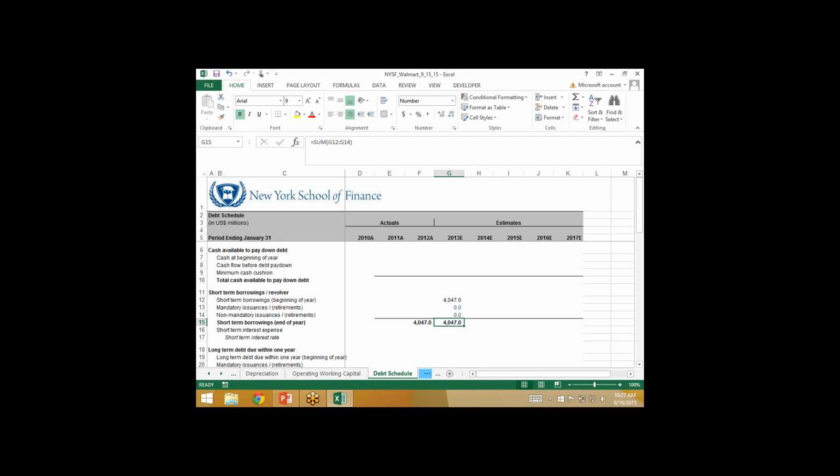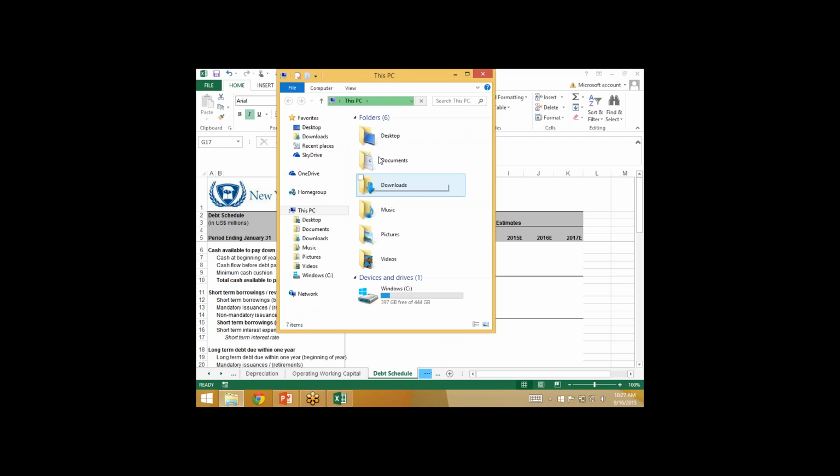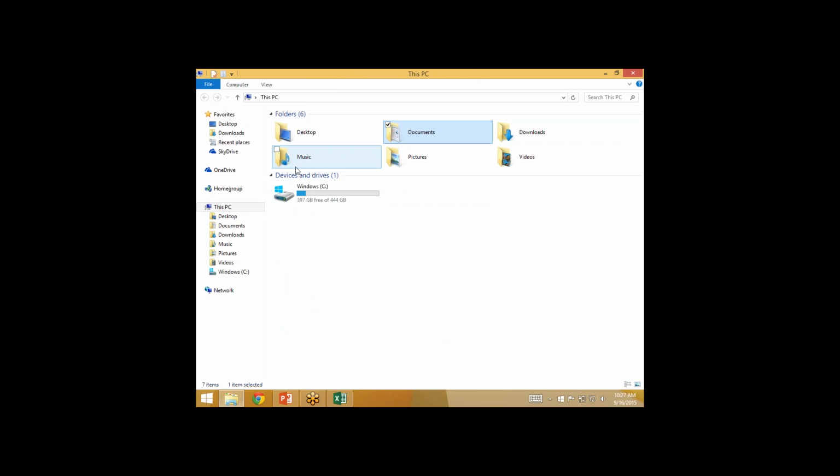And then we have interest. Right? So how do we calculate interest? So for Walmart, let's get a little bit more accurate with the interest. And so I'm going to pull up the annual report.